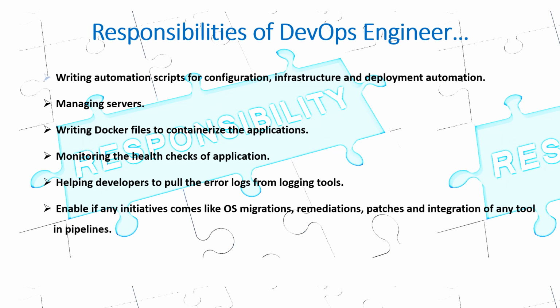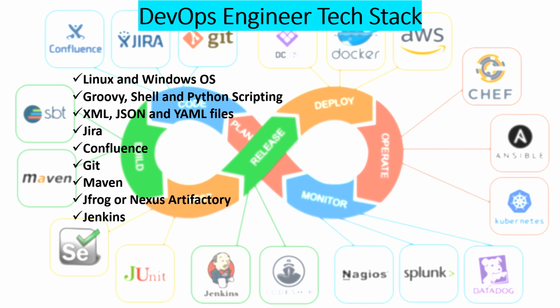DevOps engineers continuously monitor application health and assist developers in retrieving error logs from logging tools. They work on initiatives like migrations, remediations, patches, and the integration of tools to automate the CI/CD process. Now I will talk about the tech stack of a DevOps engineer.